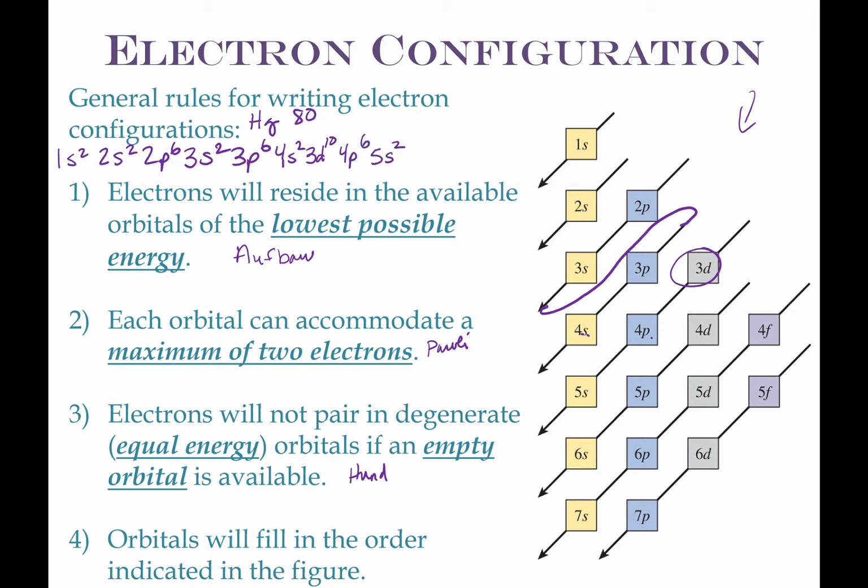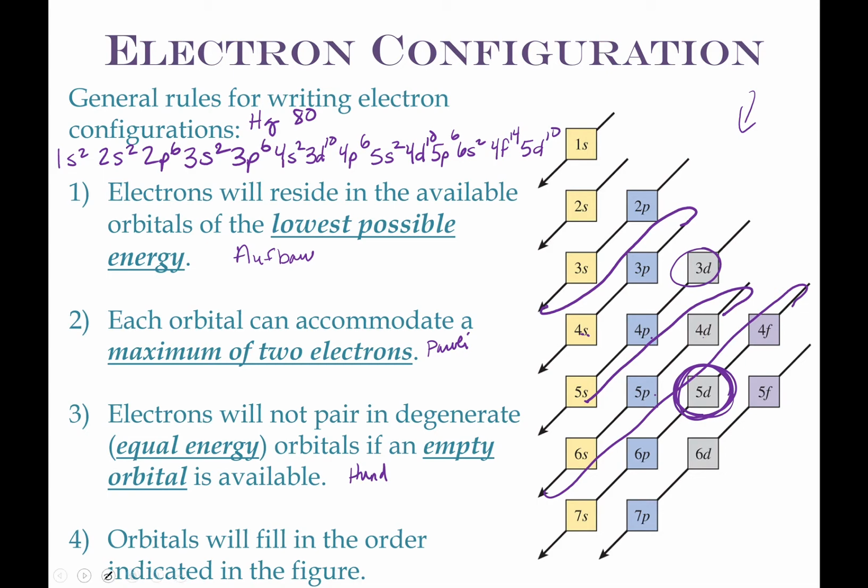5s2. From 5s, I go to 4d, 4d10, 5p6. I'm still nowhere near 6s, so I can keep going and filling everything. 6s2. Now, 6s, 4f14, and 5d is where I'm ending. So 5d10, and I'm out.